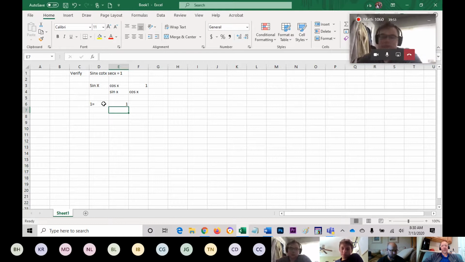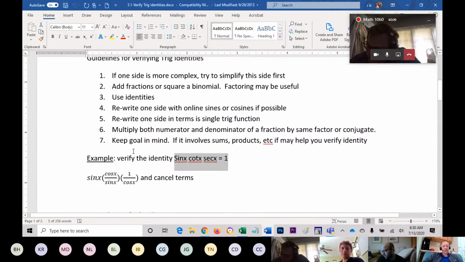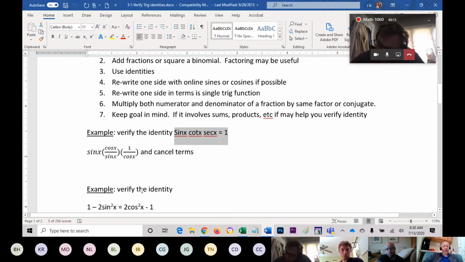Okay, does that make sense? So we've just verified that the sine of x times the cotangent of x times the secant of x equals 1. Okay, so that's probably one of the easiest little proofs you're going to have to do. Yeah, we've just rewritten that. Okay, let's do this one here.